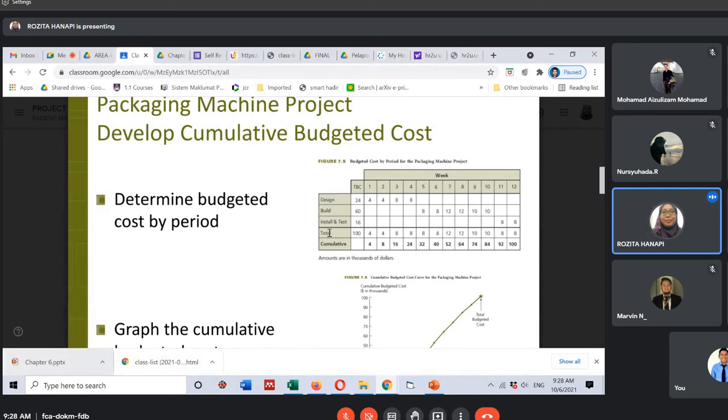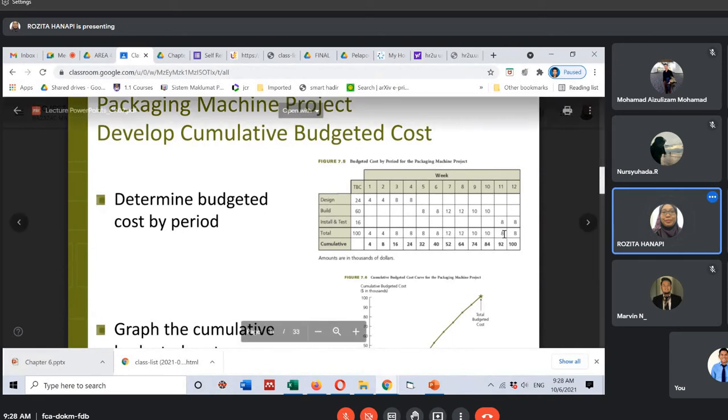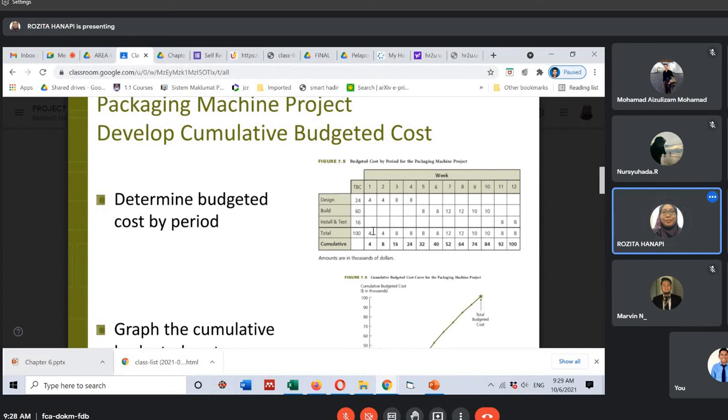Okay. And then the total for each week, not for each work package, you take the top one: the total is 4 for this week, 4 for this week, 8 for this week, 8 for this week, okay, 8, 8, 12. And then the cumulative, 4 carried down, so 4 plus 4 is 8. 8 plus 8 is 16. 16 plus 8 is 24.